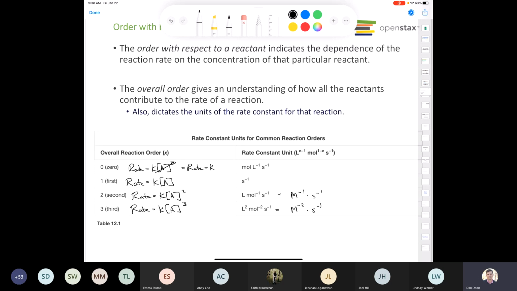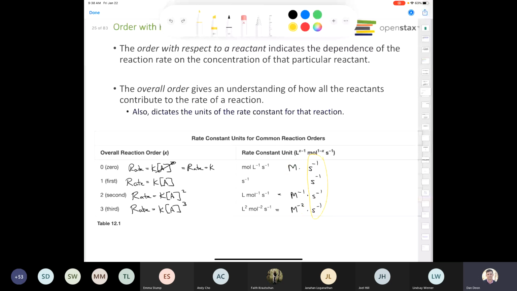So that's just me writing it down like that. So you see that what all of these K units have in common, what do they have in common? They all have seconds to the -1. And what changes is this part over here.